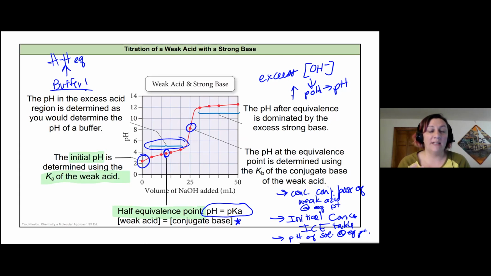And so we expect you to be able to do calculations at any of these points along the way, be that the initial pH, the half equivalence point, any of the points in the buffer region, the equivalence point, and anything after the equivalence point. These are skills we've been working on all quarter. It's just equilibrium, it's just acid and base, but it is taking a lot of things and putting it all together into one.